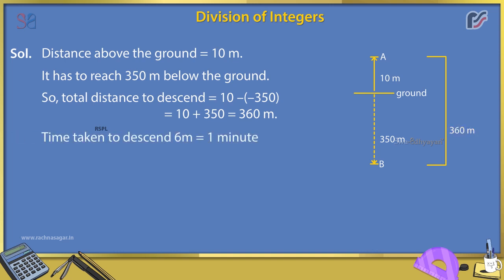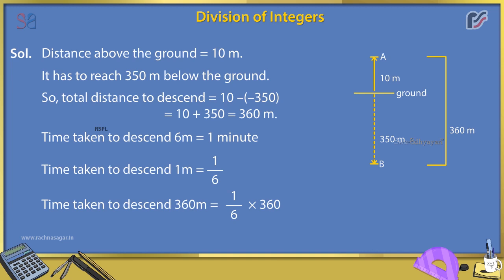Time taken to descend 6 meters is equal to 1 minute. Time taken to descend 1 meter is equal to 1/6. Time taken to descend 360 meters is equal to 1/6 × 360, which is equal to 60 minutes, which is equal to 1 hour.